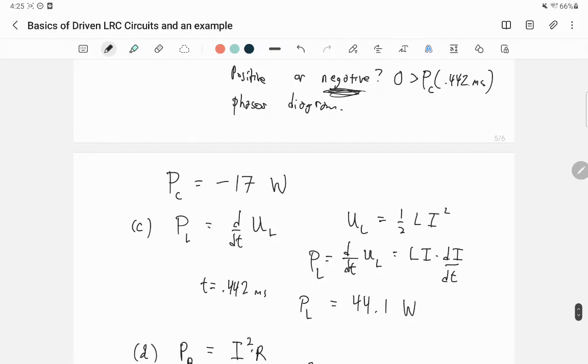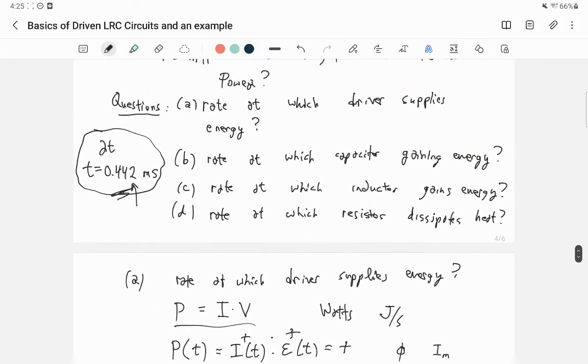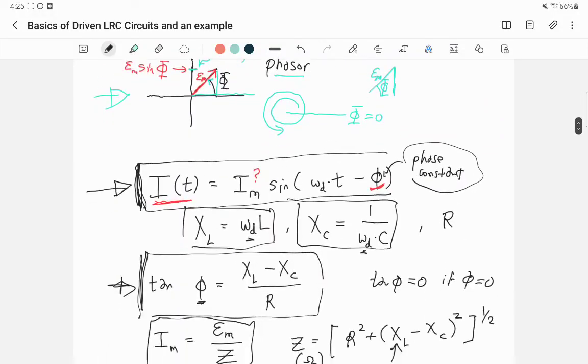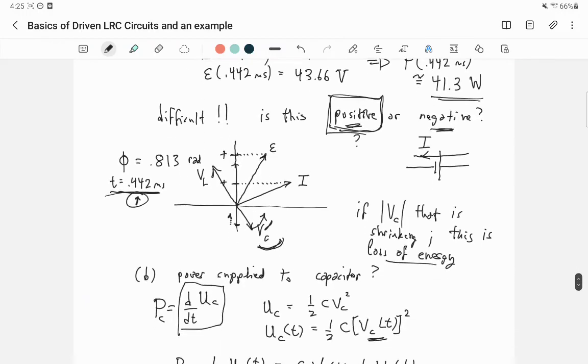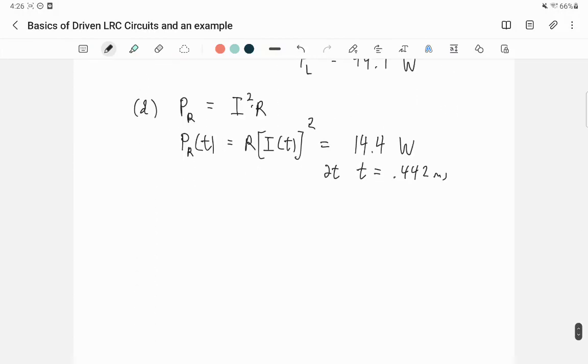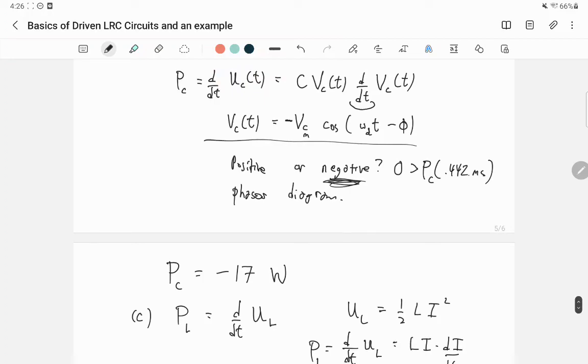Okay, so yeah, these are the powers. Cool. I hope you found this interesting. It's a lot of analysis. I'm not sure how long this video took, but it's fairly long.